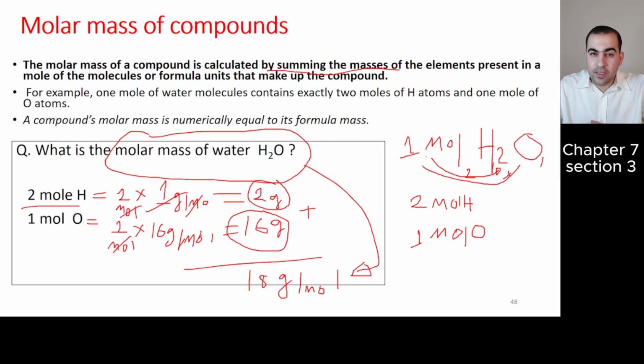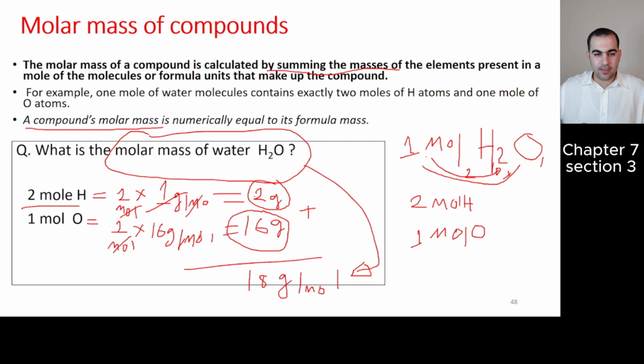But guys, this number is very familiar for us, isn't it? Do you remember we found the formula mass of H2O? The mass of 2 hydrogen and 1 oxygen equals 18 AMU. Do you remember we said molar mass and atomic mass are the same? Here also, molar mass is numerically equal to the formula mass. Formula mass of H2O is 18 AMU. Its molar mass is 18 gram per mole.